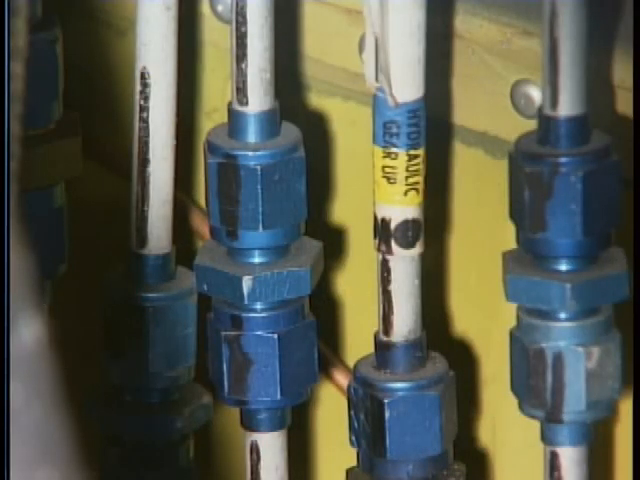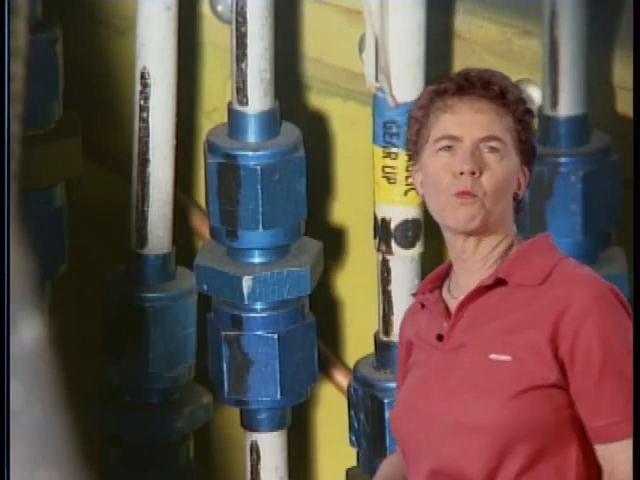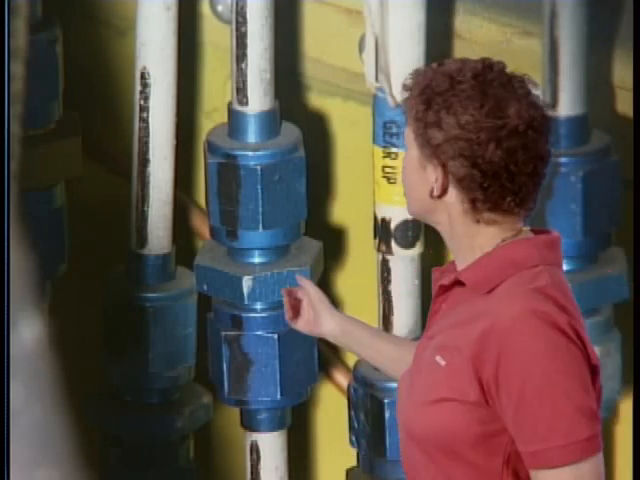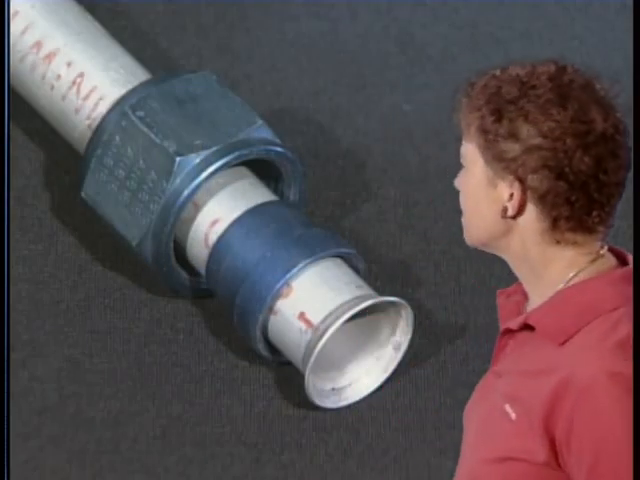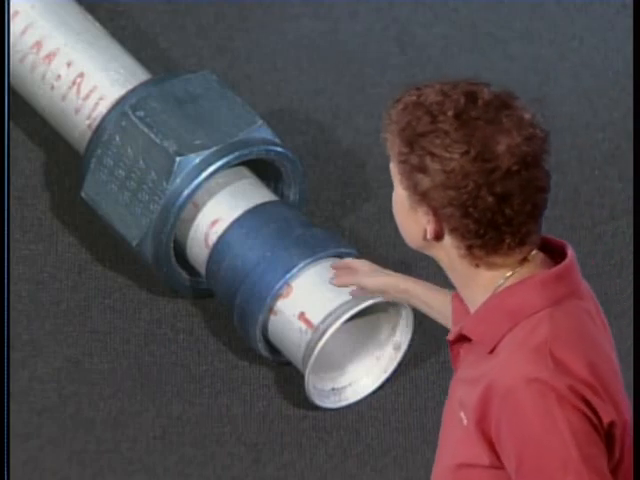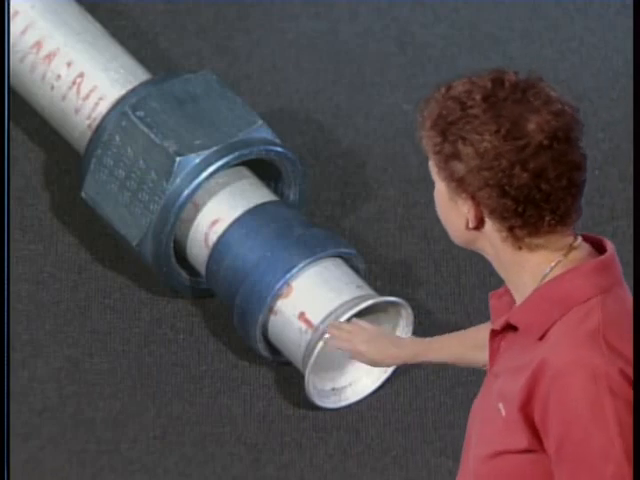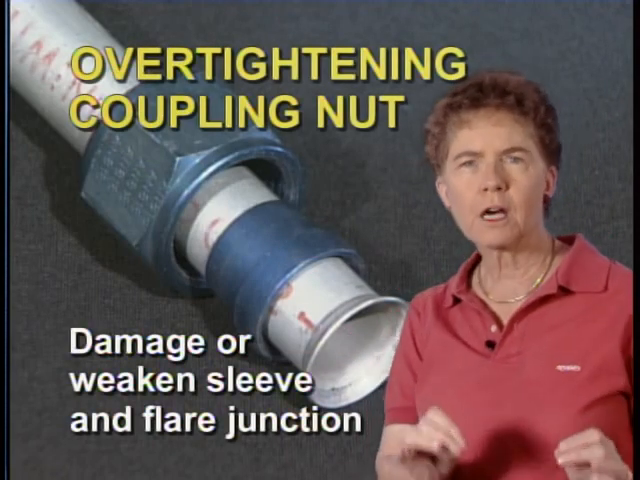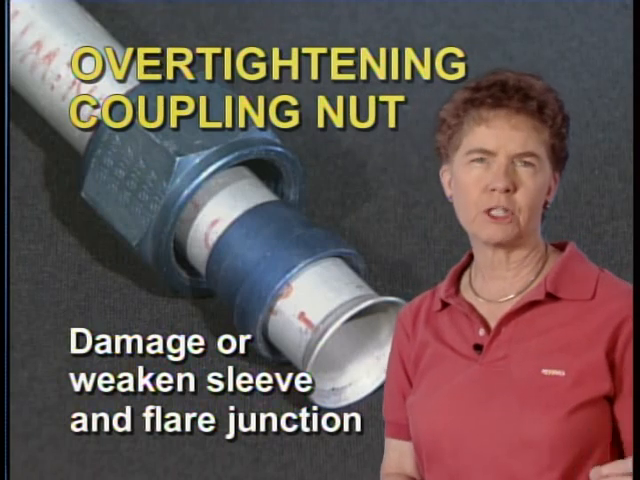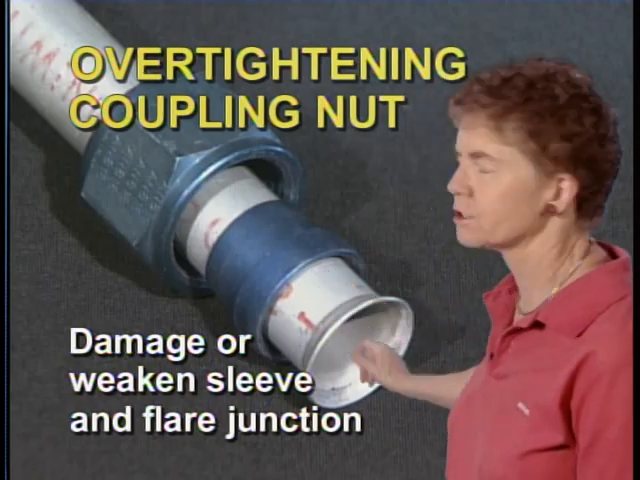Now let's suppose you over-tighten this coupling nut. Where would damage or weakness to the tube be likely to happen? If you look at this exploded view, you can see that damage to the tube would not be to the entire tube. It would be at the junction of the flare and the sleeve. So over-tightening a coupling nut could damage or weaken the tube at the sleeve and flare junction.